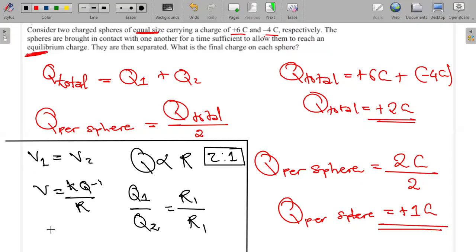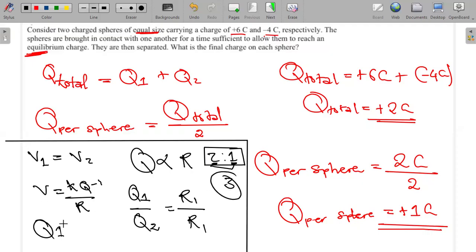In order for you to be able to calculate your Q1, let's say your Q for the first charge, what are you going to do? We're just going to add these ratios. You're going to understand to say the first sphere has a radius which is 2, and then the second sphere has a radius which is 1. So what is the total of the radius? The total is 3. 2 plus 1, that is 3.